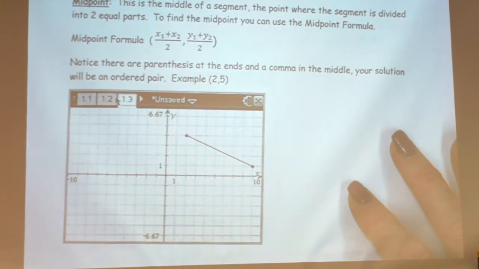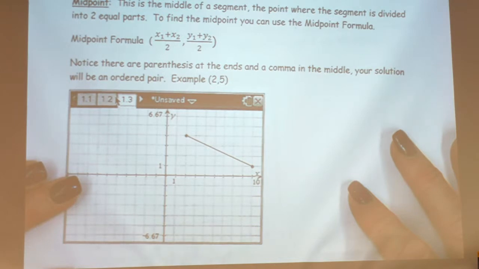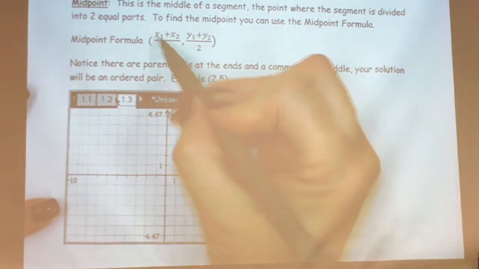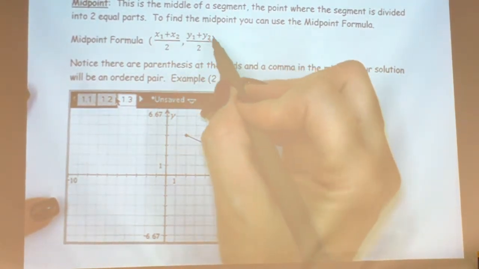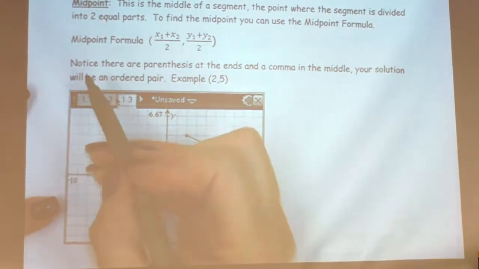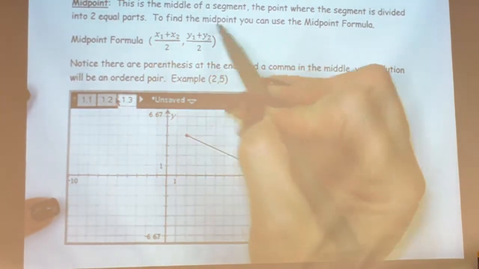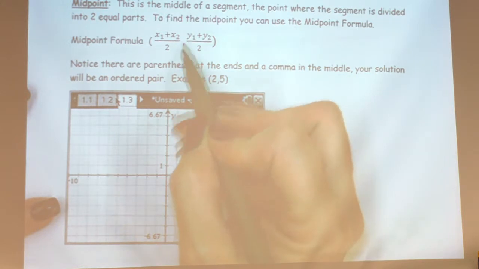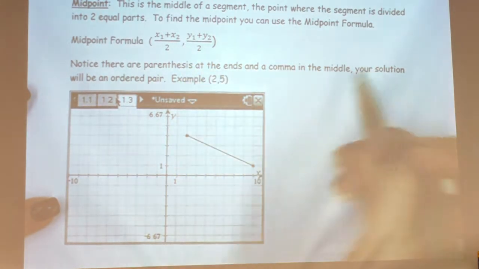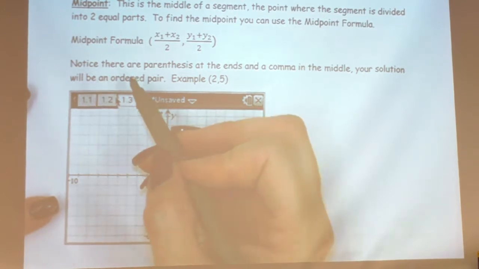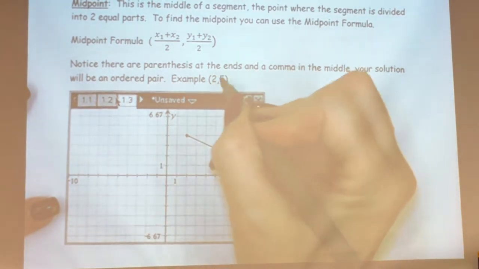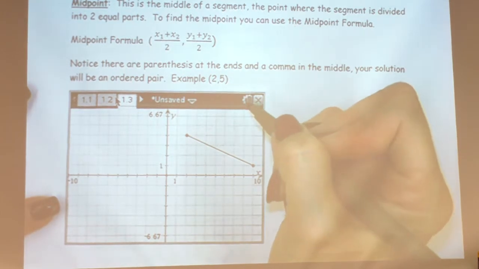Now, last concept we need to talk about is midpoint. Midpoint is the middle of a segment, the point where the segment's divided into 2 equal parts. To find the midpoint, you can use the midpoint formula, which is this. x1 plus x2 divided by 2, y1 plus y2 divided by 2. Okay? There are parentheses at each end, and it's separated by a comma, which means that your solution, your answer, is going to be an ordered pair. Like possibly 2, 5 would be an example.